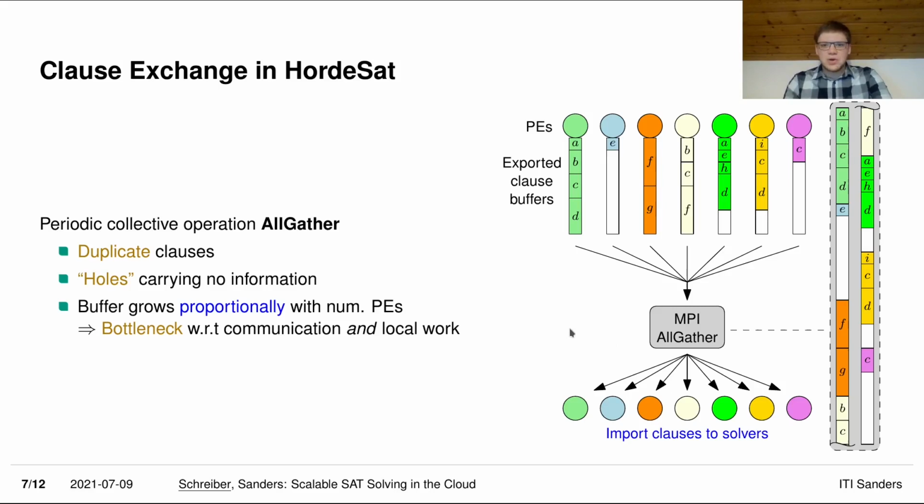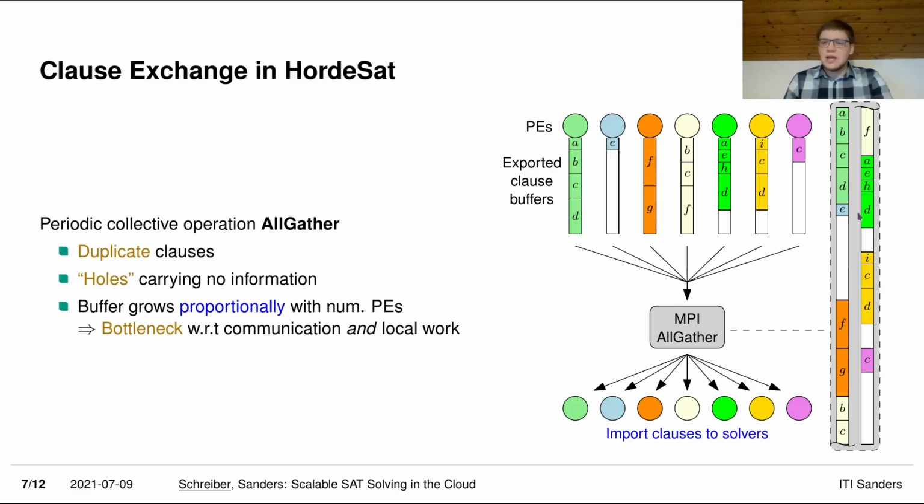This has a number of shortcomings. First of all, there may be a large number of duplicate clauses in this buffer. For instance, we can see the clause C contained here from the first PE, here from the fourth PE, here from the sixth PE, and here from the seventh PE. So we have 4 times the same clause, which is very redundant and unnecessary.